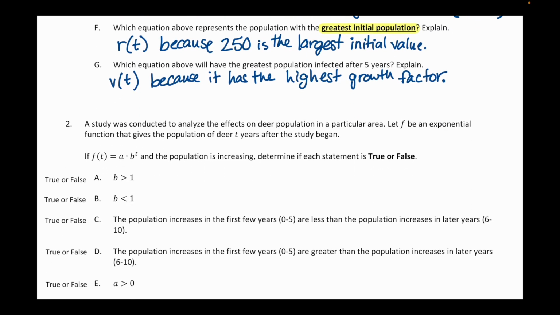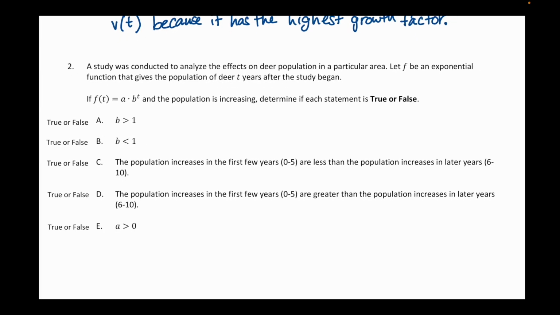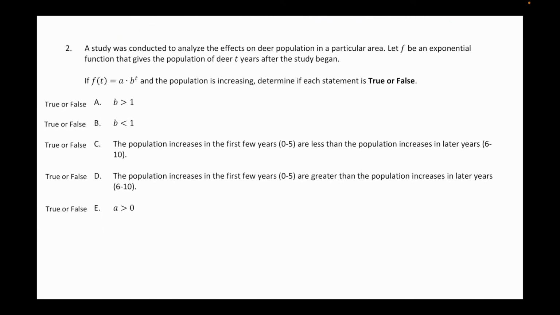Okay, so let's look at question 2 here. This is an 11 question assignment, so it might be a bit of a long video, but be worth it for your test. A study was conducted to analyze the effects on a deer population in a particular area. Let f be an exponential function that gives a population t years after the study began.